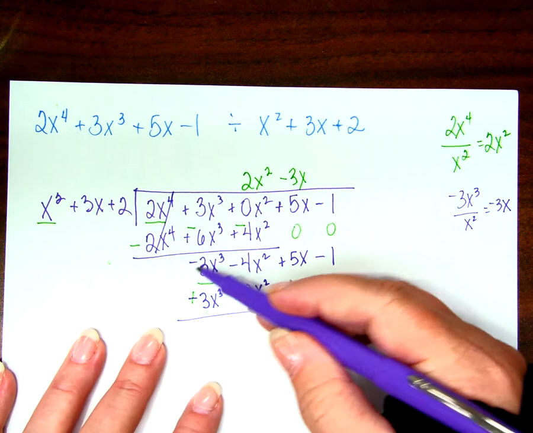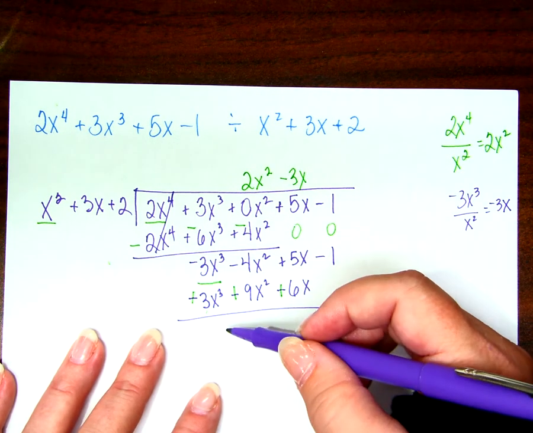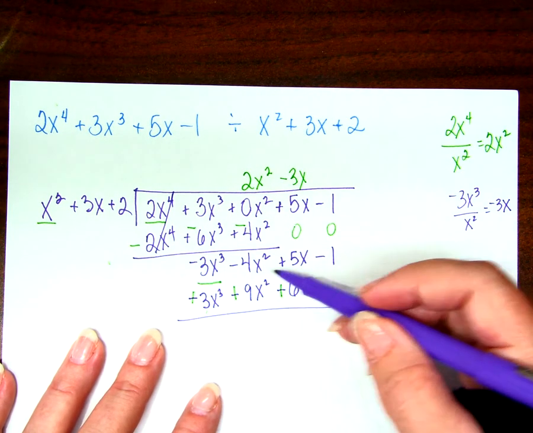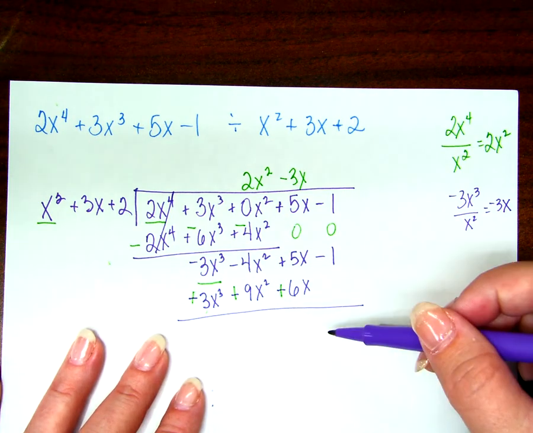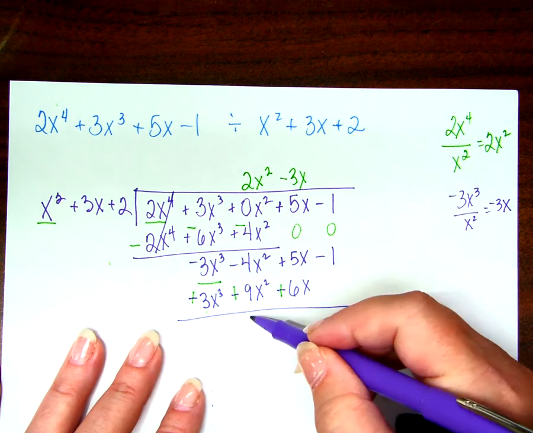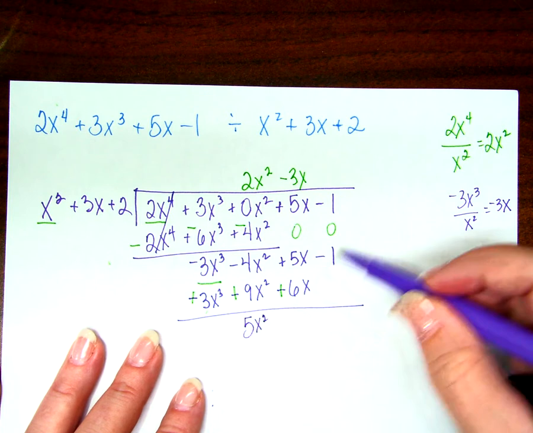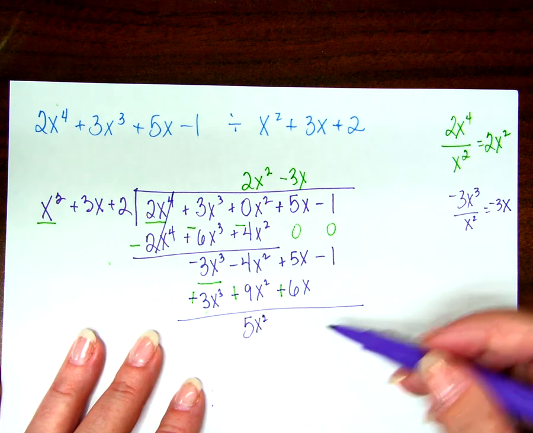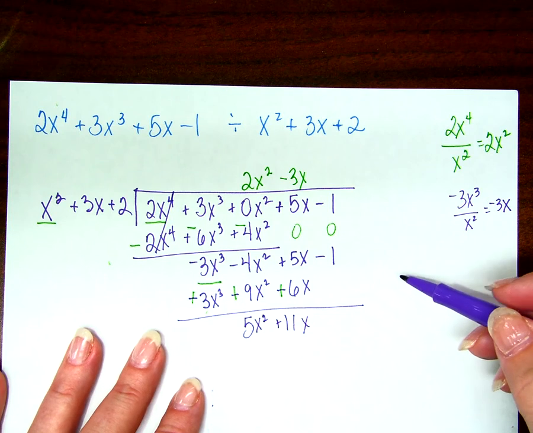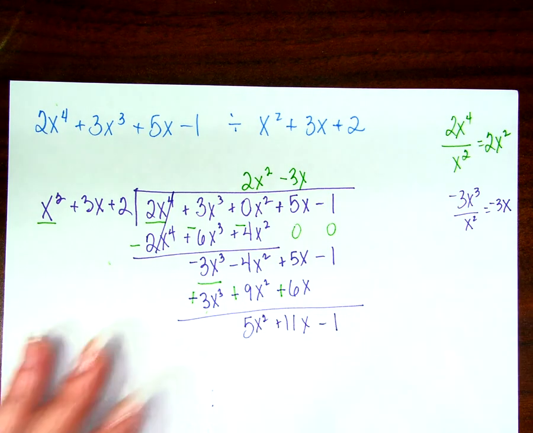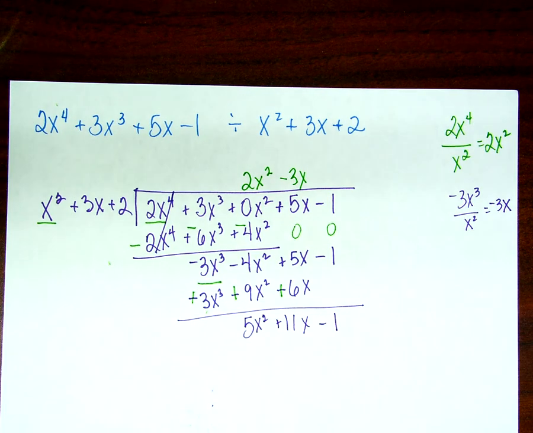Okay? What's negative 3x squared plus 3x squared? Or sorry, to the third. 0, right? What's negative 4x squared plus 9x squared? Very good. 5x squared. What is 5x and 6x? 11x. Very good. And then? Negative 1.